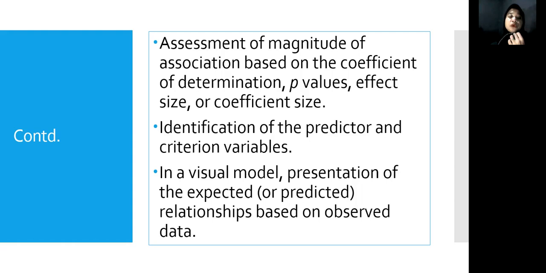And we have to identify the predictor and criterion variables. And the last one, in a visual model, we have to see whether the presentation of the relationship is really based on the observed data.